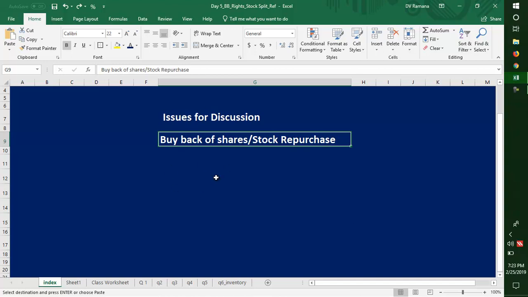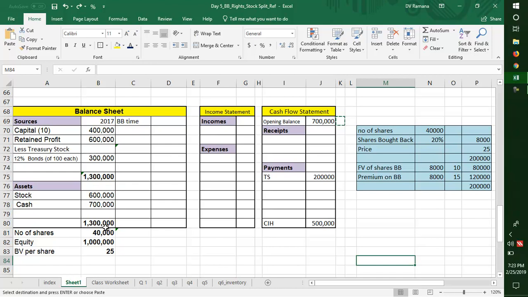So with this backdrop, let us go to the information given. Let us take an existing balance sheet, and here we are not getting into any other transactions. No incomes, no expenses. We're just trying to understand the impact of the buyback on the financial statements. Suppose on this date, the end of 2017, the balance sheet is given.